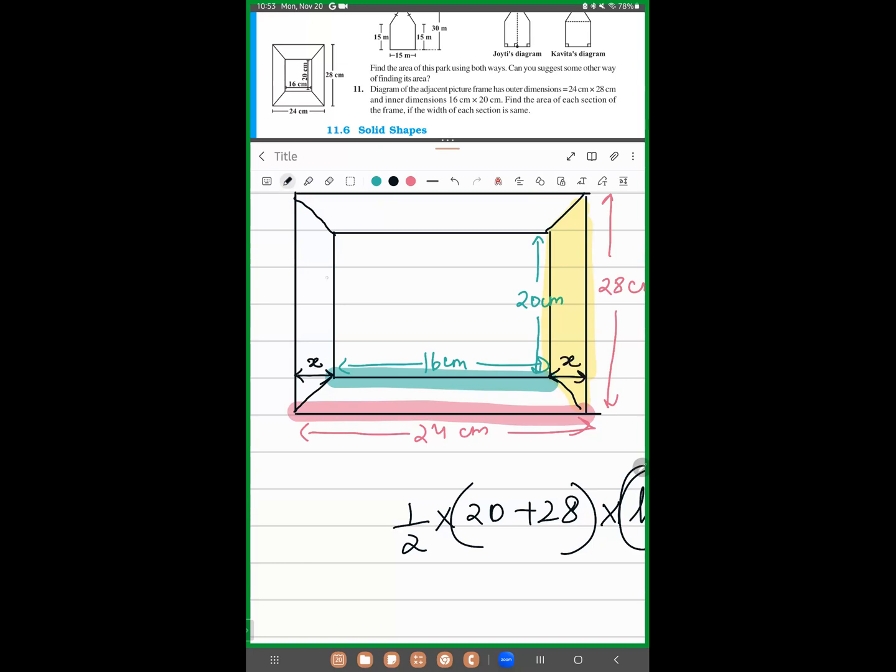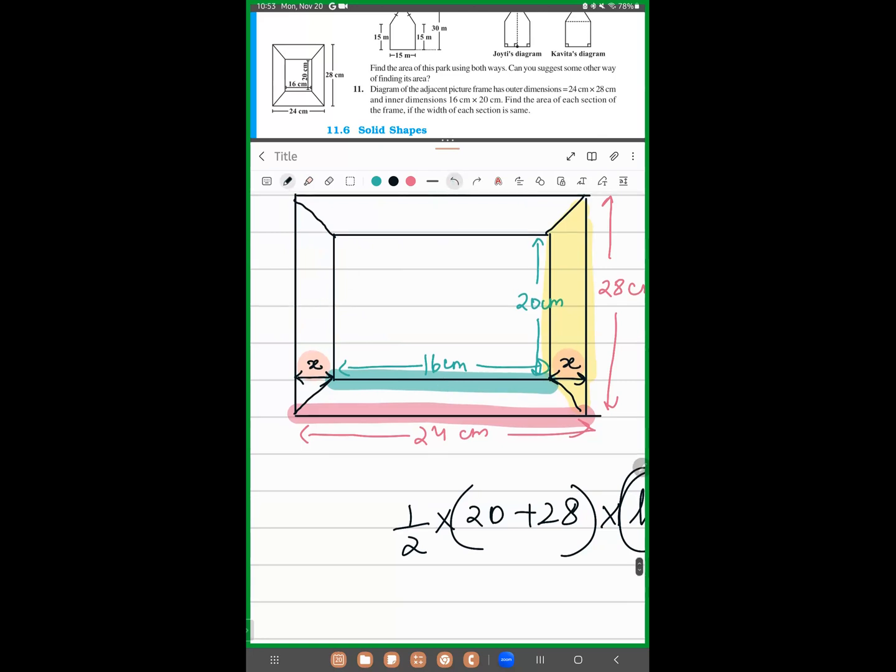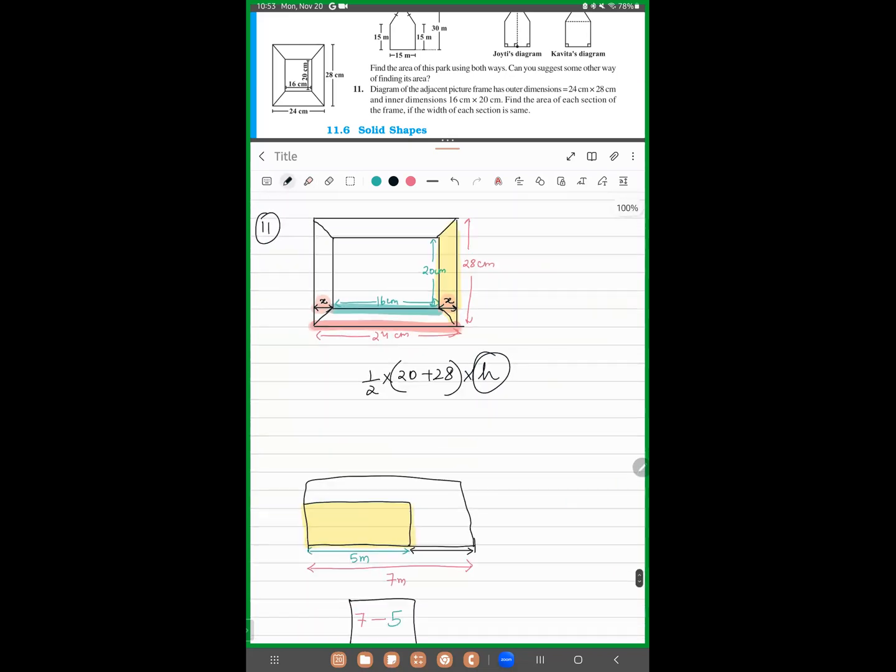Why? Because in the question they are telling us that the width of each of the sections, the width meaning x, how wide it is, is the same. No matter where you look, the width is the same. So we have taken it as x. On this side it is x, so on this side also it will be x. So x plus 16 plus x will give you the total length, which is 24.